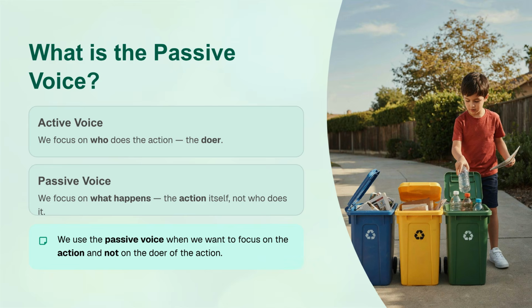In an active voice sentence, we focus on who does the action, which is the doer. But in a passive voice sentence, we focus on what happens, the action itself, and not who does it. We use the passive voice whenever we want to focus on the action rather than the person performing it.